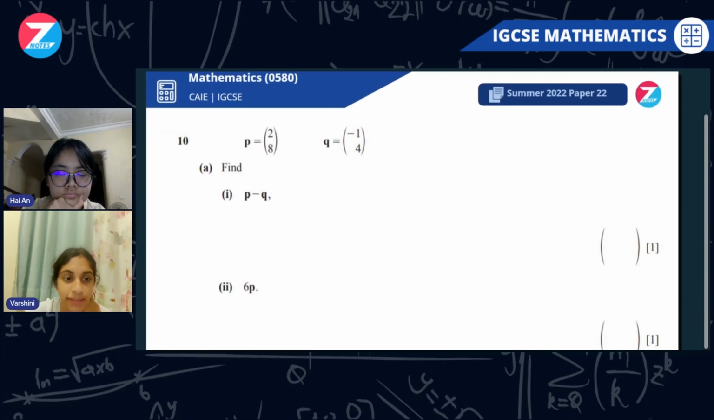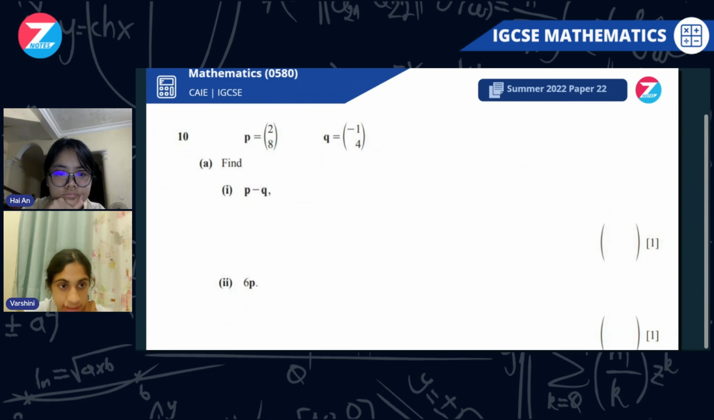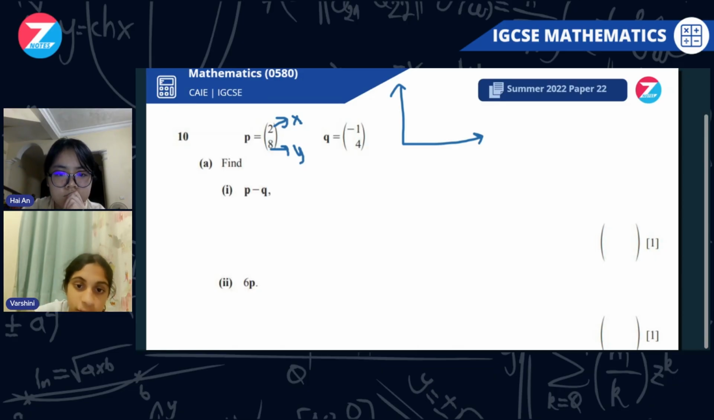Okay. Question 10. So they've given us two vectors. We can see first is p equals (2, 8). So how do we look at this? We know that the number on top is going to be how much it's moved in the x-axis. And the number on the bottom is going to be how much it's moved in the y-axis. So for example, if we drew the x coordinates and the y coordinates, p would be 2 along the x-axis and upwards 8 somewhere over here along the y-axis.